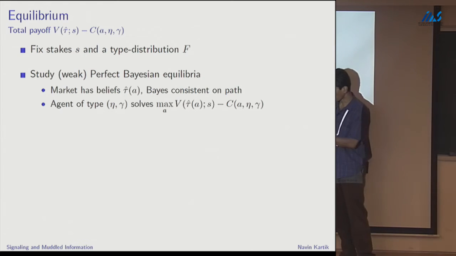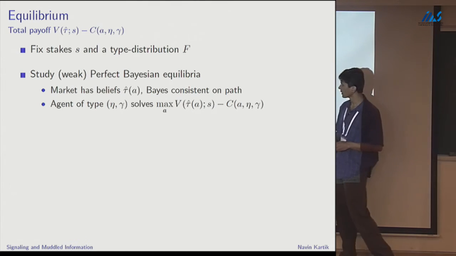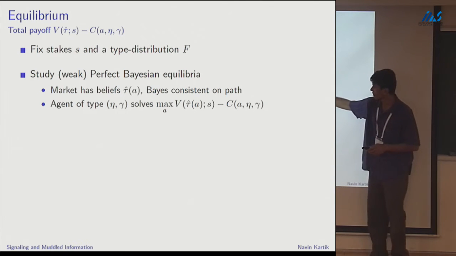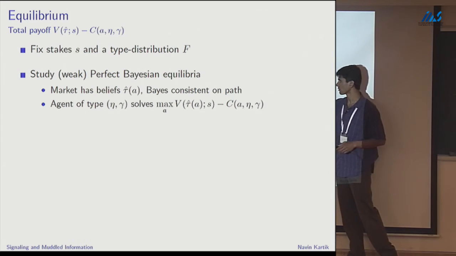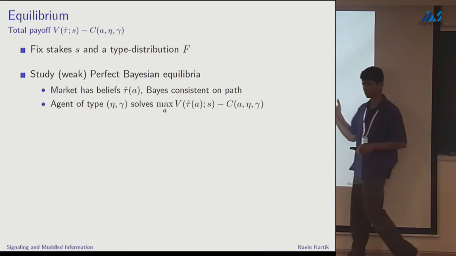So the market's going to form some beliefs tau hat, again, the expectation of tau given the action A. We require them to be Bayes consistent on the path. And then the agent is just going to solve this maximization problem. Taking as given what the market belief function is, he's going to choose the optimal action in order to maximize signaling benefit less cost.